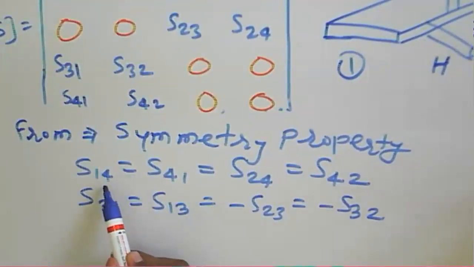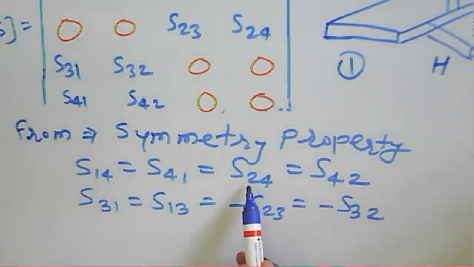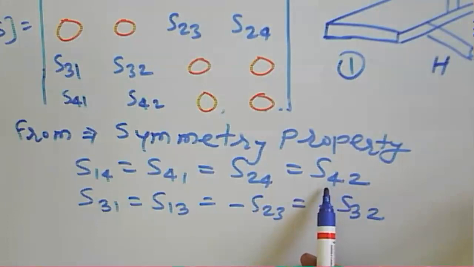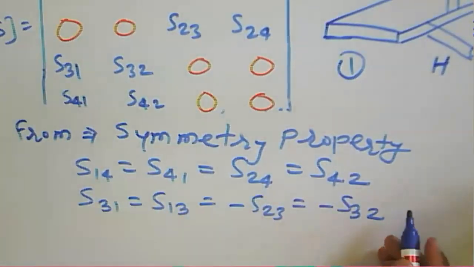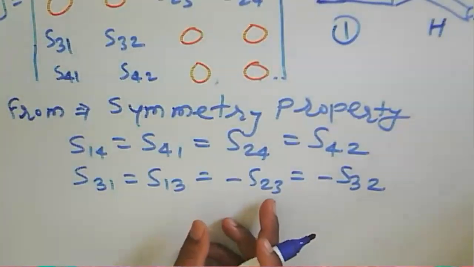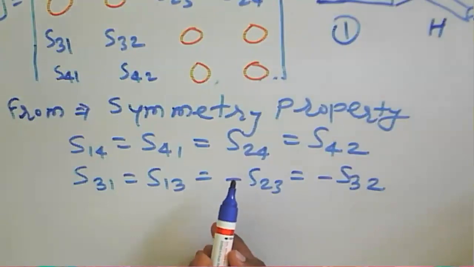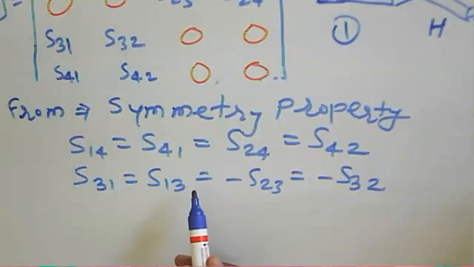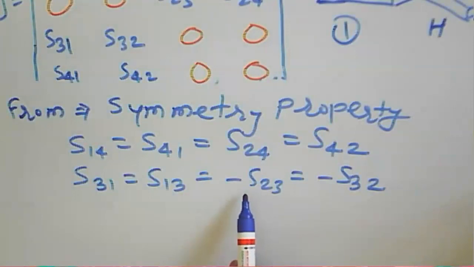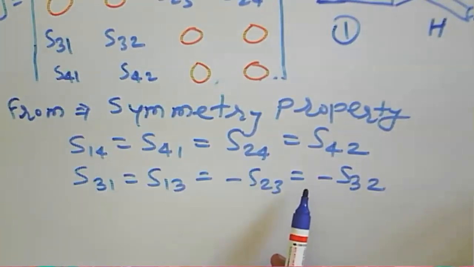S14 means 4 is the input, 1 is the output. 1 is input, 4 is output. 4 is input, 2 is output. 2 is input, 4 is output. These are equal here. From the symmetry property, S14 or S41, S24 or S42 are equal. So S13 or S31, why is it a minus? Because it is anti-symmetrical. For port 3 it is anti-symmetrical, so that's why it is a minus here.